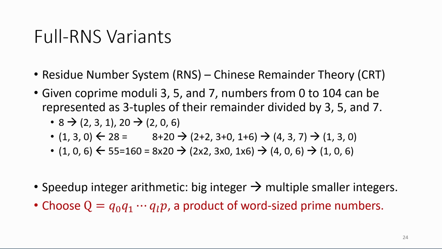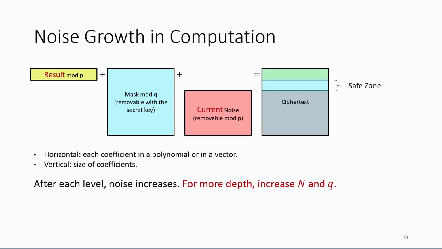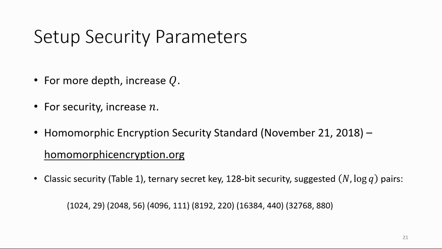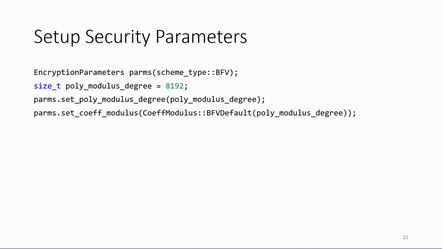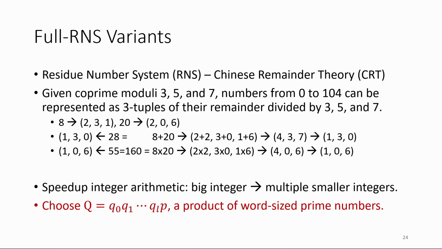Consequently, we choose Q as a product of smaller word-size prime numbers. As you can see from these parameters, Q can be a few hundred bits large. A computer cannot process that without a number theory library or high-precision library. But we can use the RNS system to achieve that, and it's very efficient. The consequence is that we need to set up the Q_i and P.